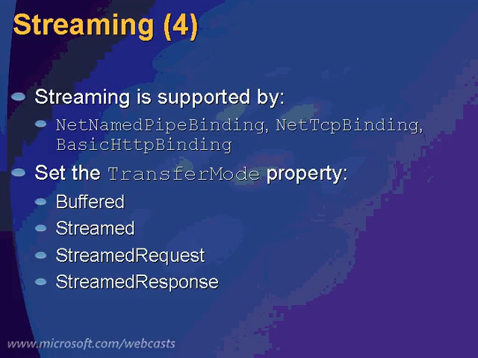So you can stream over NetTCP binding, NetNamedPipe binding, or basic HTTP binding. By default, we are buffering. If you want to stream in both directions, you set it to streamed. If you want to stream only the request or the response, then you set it accordingly. The client doesn't need to set this if the server is the one returning the stream. But if the client is sending a stream, of course, it needs to deal with that.